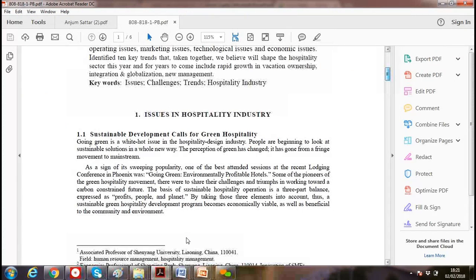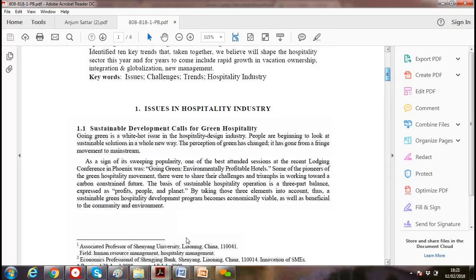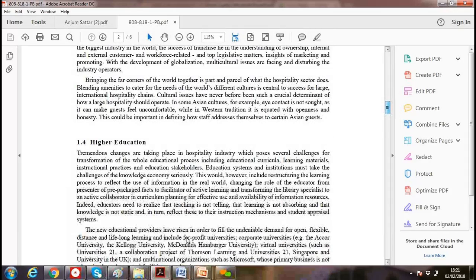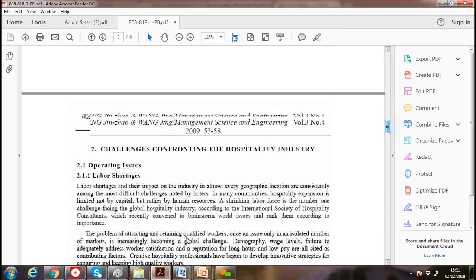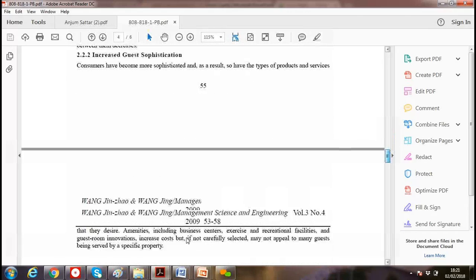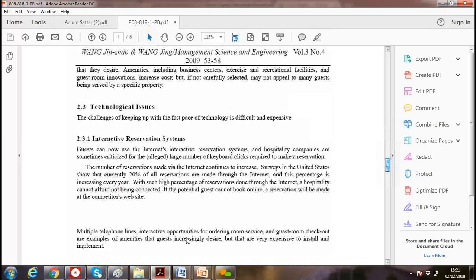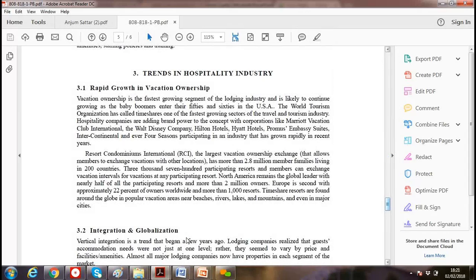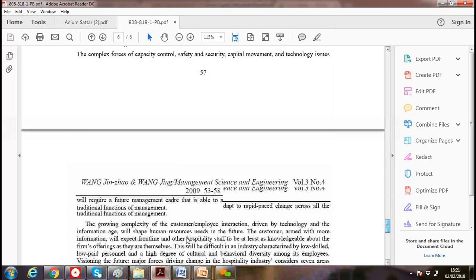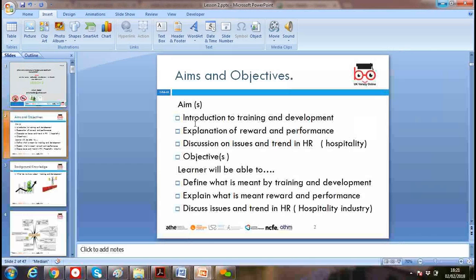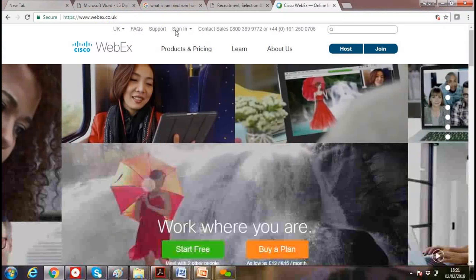Okay. Issues, challenges, and trends facing hospitality industries. What are the issues? Sustainable development. How can we do that in hospitality industries? Multicultural issues. How can we address these? Challenges confronting the hospitality industries: labor shortage, cost constraints, all of which lead to technological issues. There are various issues: data mining, yield management, economics. It is quite good to read this article. Quite a bit old, but it's still good, with valid points. I'm going to send you both now.